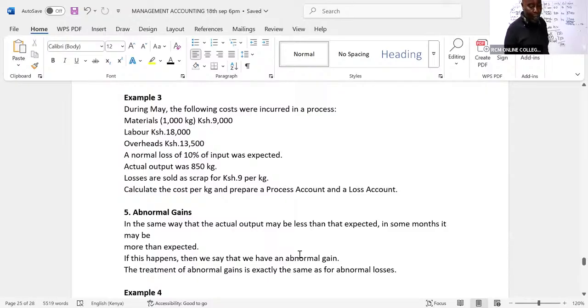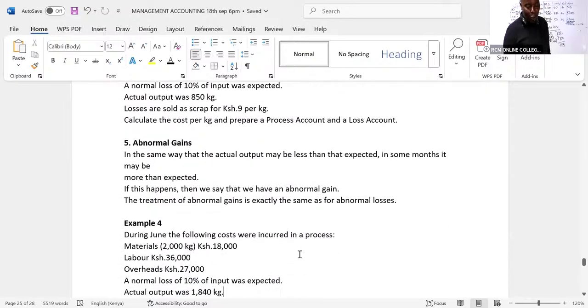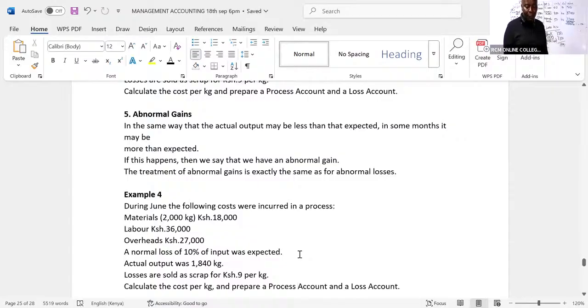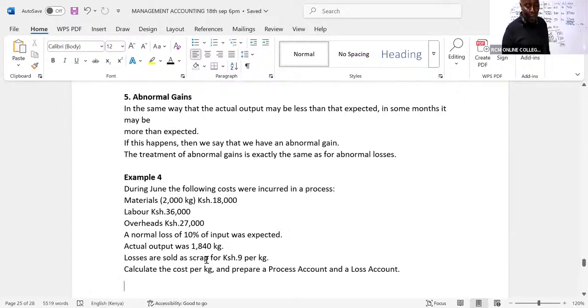So then I will go to example number 4 before I start looking at your past papers. Example number 4: during June, the following costs were incurred in a process. Materials 18,000, labor cost 36,000, overheads 27,000. A normal loss of 10% of input was expected. The actual output here was 1,840. Losses are sold as scrap for 9 per kilogram. They want me to calculate the cost per kilogram and prepare a process account, and actually it's supposed to be an abnormal gain account. I'll change that later.